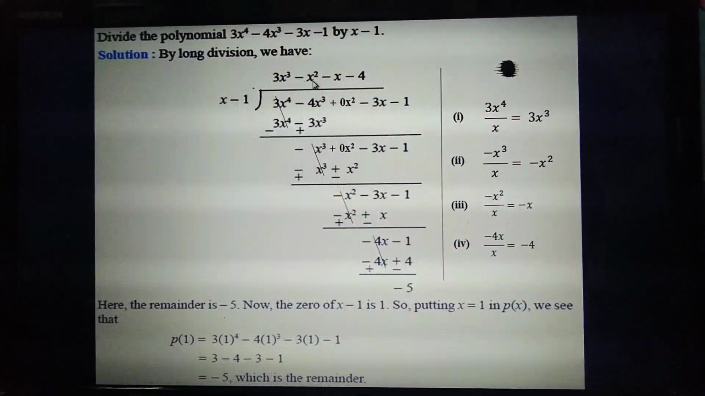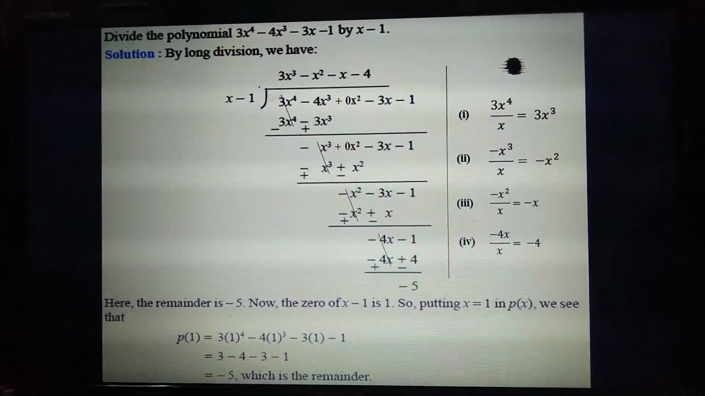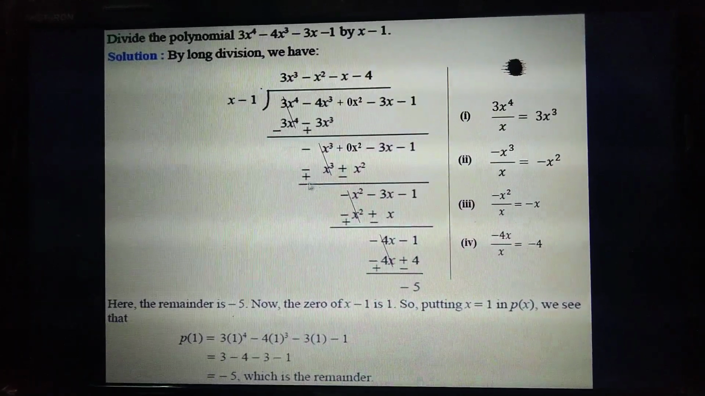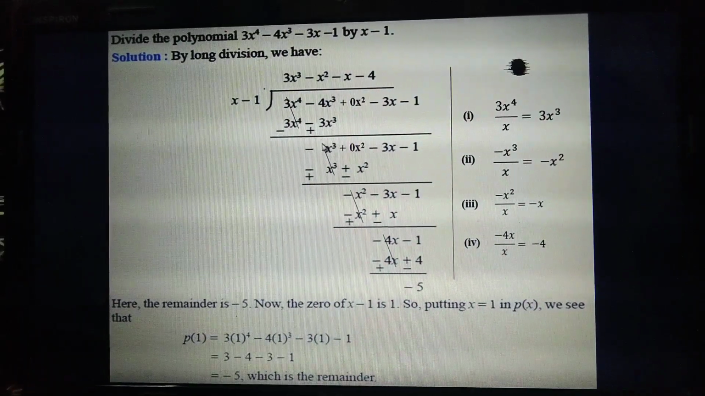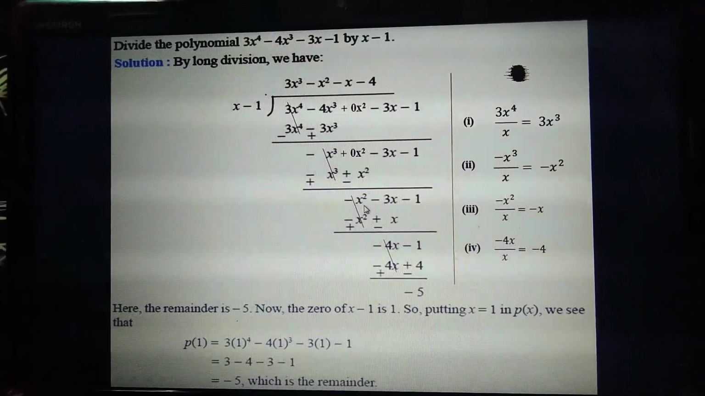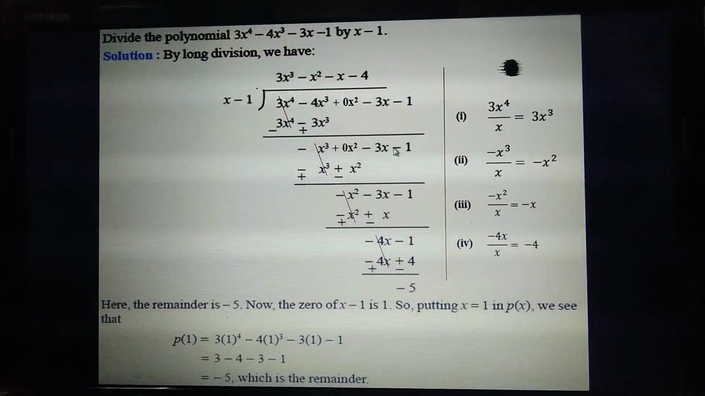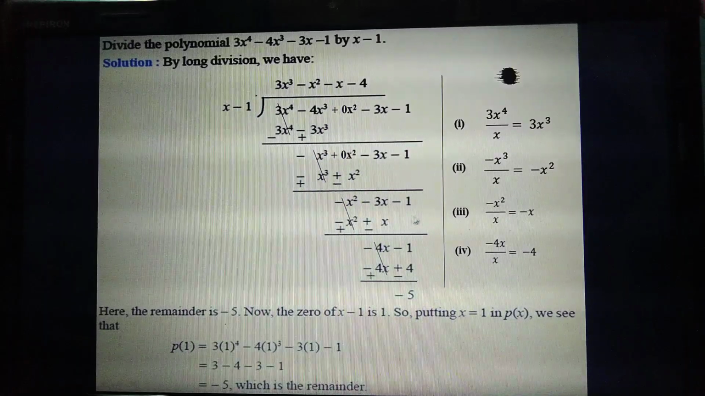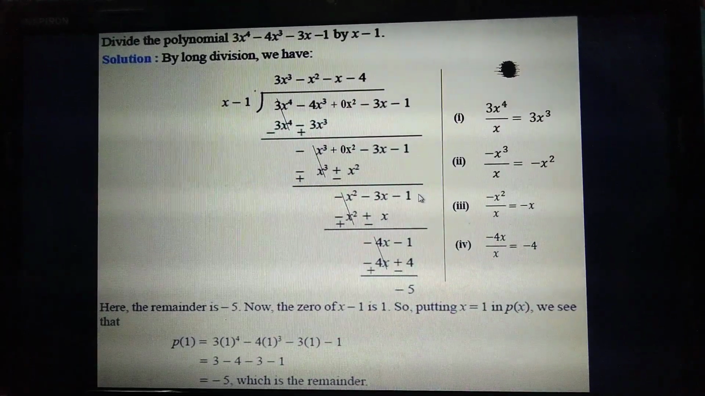X into minus x squared, minus x cube, minus 1 into minus x squared, plus x squared. So change the sign, plus minus. So here minus x cube plus x cube get cancelled. 0x squared minus x squared, that is minus x squared. 0 minus 1 minus 1, that is minus 1x squared. Next here the remaining is minus 3x minus 1. Keep as such.